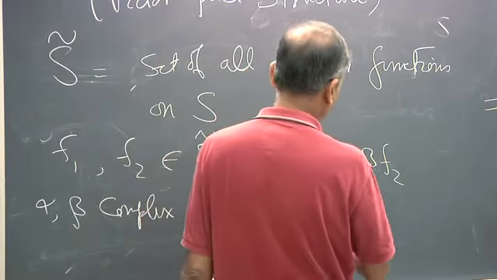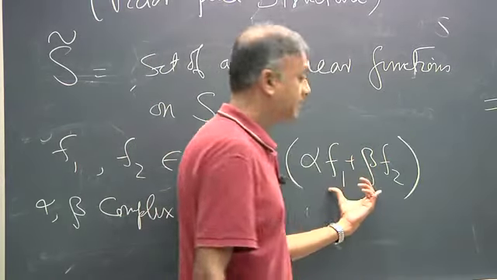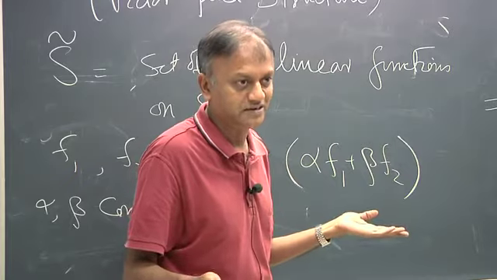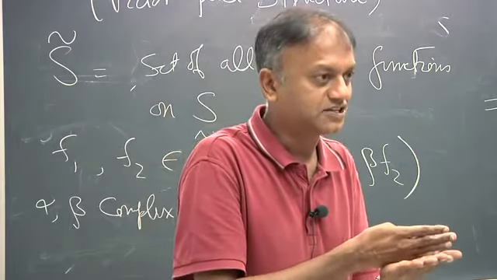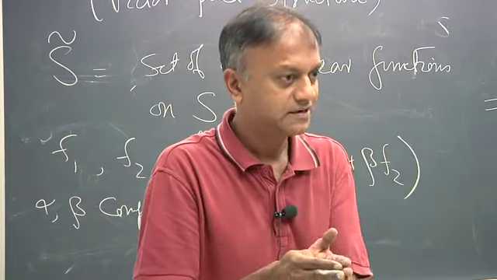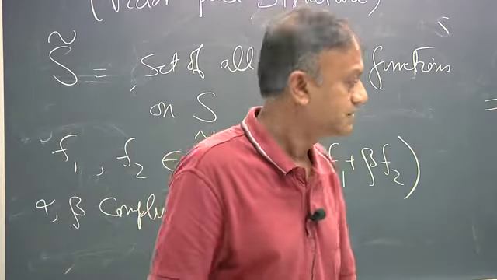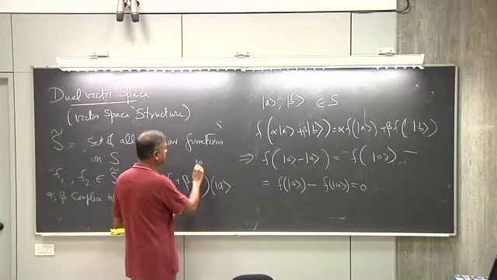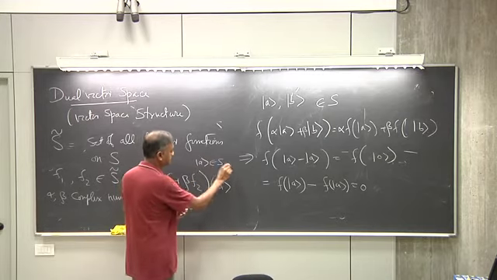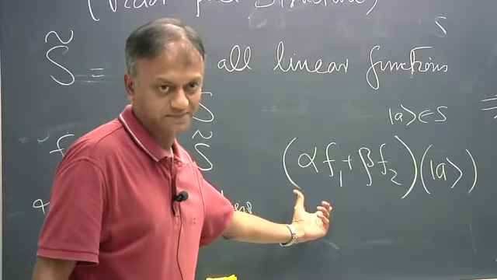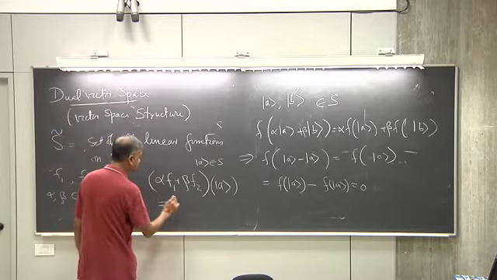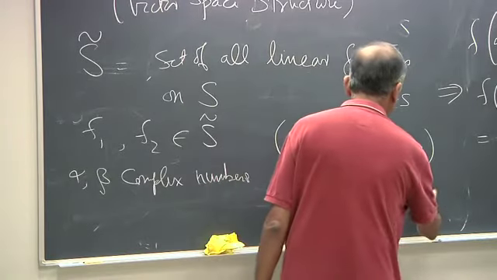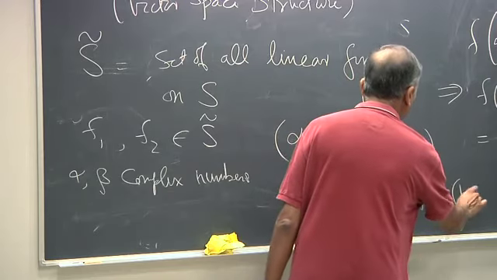Well, what is the definition? I can define a function once I know how it acts on every element of S. After all, that's the definition of the function. If I know how a function acts on every element of the set, then I have defined the function completely, right? So I will define this on an arbitrary vector. A is an arbitrary vector. For any vector, I want to define what I mean by this function. Well, this is an obvious definition. It is simply alpha f1 acting on A plus beta f2 acting on A.